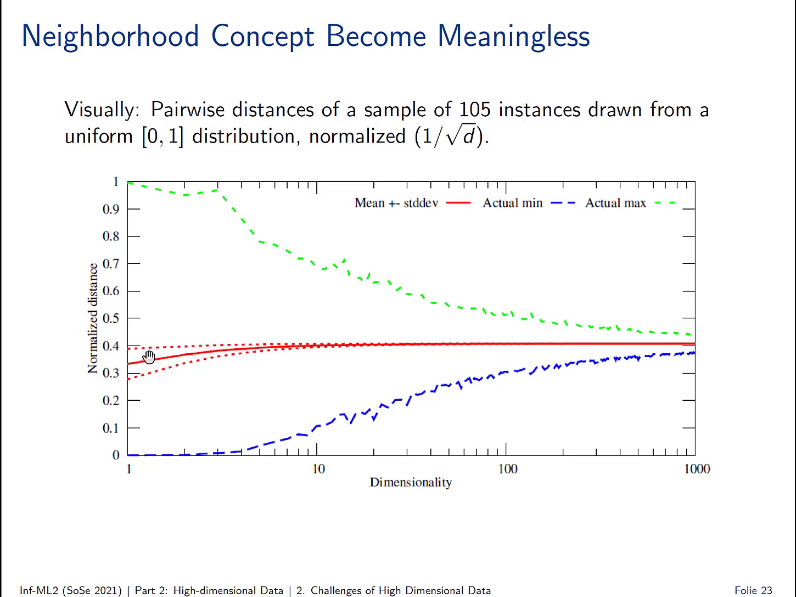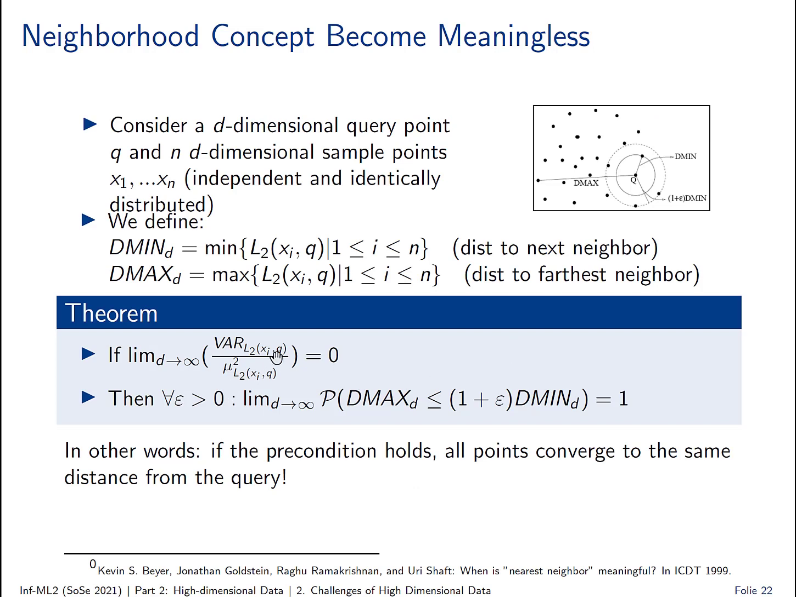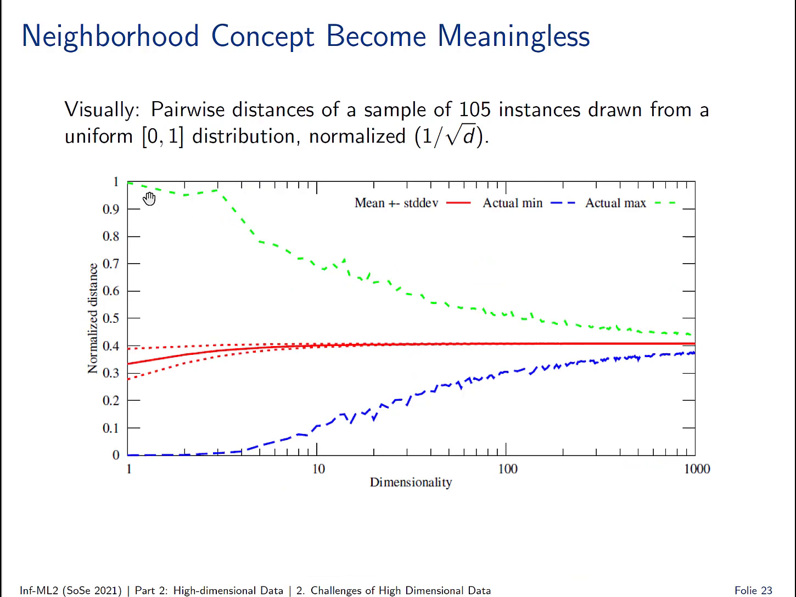So the standard deviation or the variance actually diminishes, exactly what we expected here. That's exactly what the precondition actually states. And in that case, we see that the distance to the farthest neighbor, which is the green dashed line here, and the distances to the nearest neighbor, which is the blue dashed line here, are also becoming more or less the same.